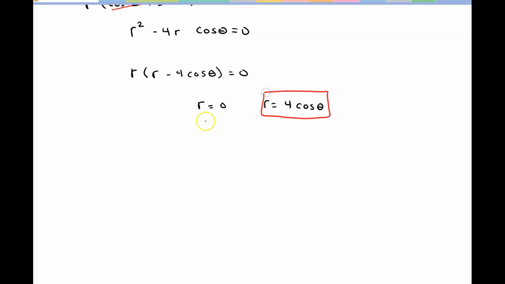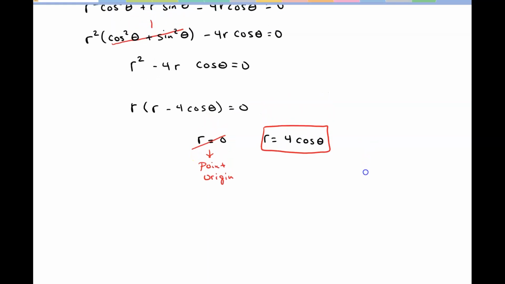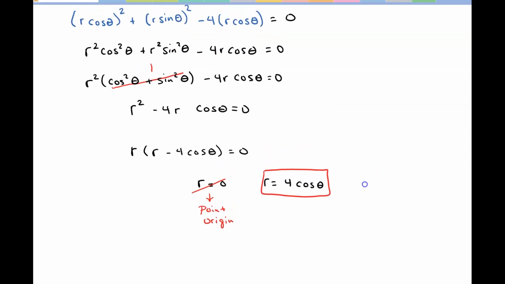When you think about this one right here, r equals 0 is just a point, which is the origin. This is a circle of radius 0. So basically, it's just a point, the origin. But we want an actual polar equation that will give us some value. And so we have this right here, r equals 4 cosine theta. And there's really nothing to it.